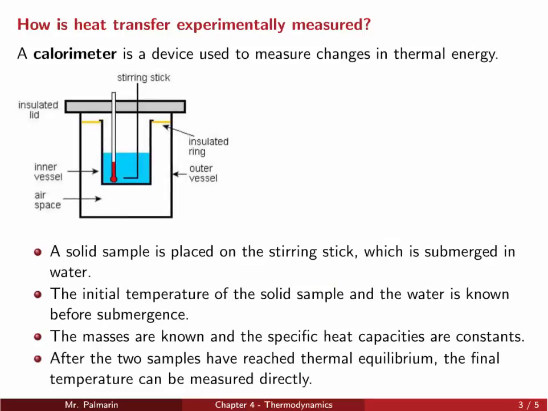What's the point of this? Okay, this is a calorimeter. This is how you can measure changes in thermal energy. Basically, you have two substances touching each other. Okay, in this case, the one substance is typically water. That's this right here. What you do is, let's say you have some unknown substance that's sitting on this stick.